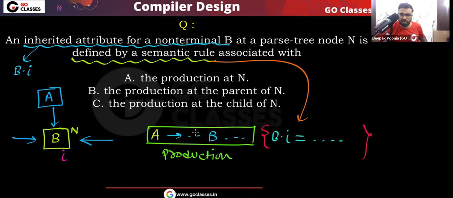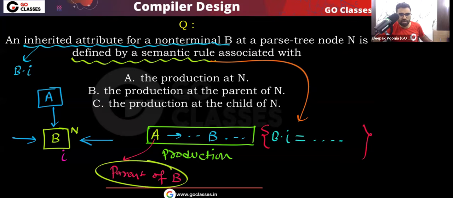And this is A. I hope you understood. So finally, what will be the answer? You can see for this B, this A is the parent. I can say this A is the parent of B. So now please tell me, the question is asking that the inherited attribute of non-terminal B at a parse tree node N is defined by a semantic rule associated with which production? Associated with the production of A. This is the production of A because A is the head. If A is the head, then this is the production of A.